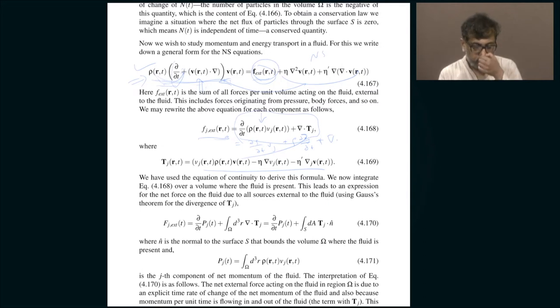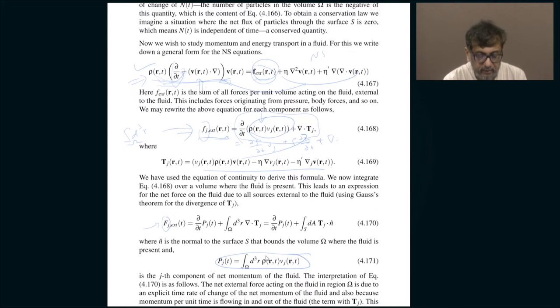So now what I am going to do is integrate this equation with respect to volume over some region omega. When I do that, this small letter f was force per unit volume, and when I integrate over volume, this actually becomes force now. So this force is basically the integral over this with respect to that volume. That is what I have defined as the momentum of the fluid in that volume. So this is the jth component of the momentum of the fluid in that volume omega.